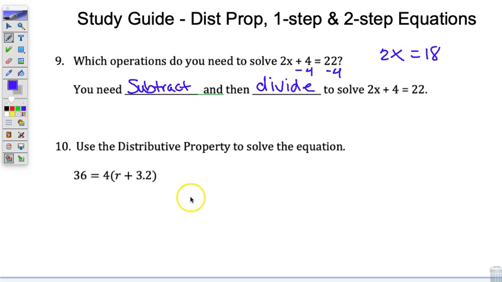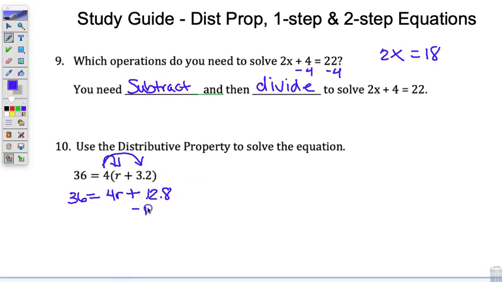Finally, use the distributive property to solve the equation. That means we are distributing this 4 to both numbers in parentheses. So I have 36 here on the left side. I have 4 times r, which is 4r, keeping the addition sign. That same 4 times 3.2 is going to be a positive 12.8. Again, if you want to use your calculator, you may.